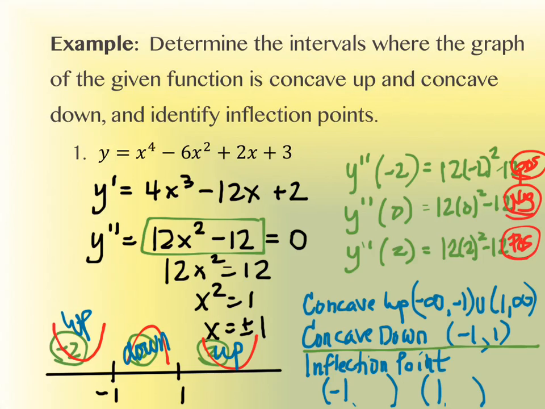The original equation. All right, so go back into this original equation, x to the 4th minus 6x squared plus 2x plus 3. Plug in the value -1. What do you get? Do you get 0? Okay? And then plug in the value positive 1.